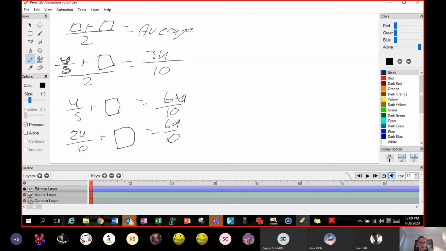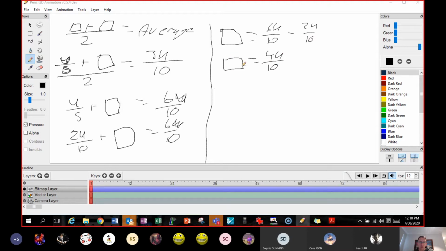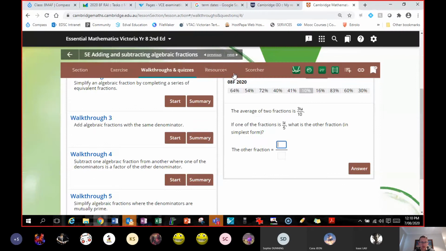Now, clearly you can see that's going to be 4u on 10. We're going to minus 2u on 10 on both sides, which would leave us with this equals 6u on 10 minus 2u on 10. That equals 4u on 10. Now, if you're getting freaked out by this, do not worry. So we know that our unknown value was 4u on 10, and that would be the other one. And that's where it would be for that one.